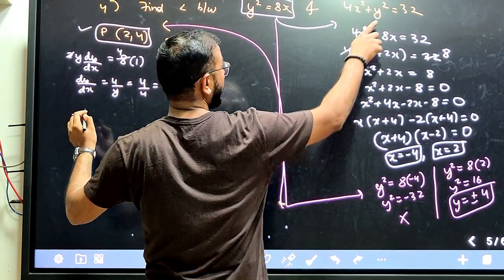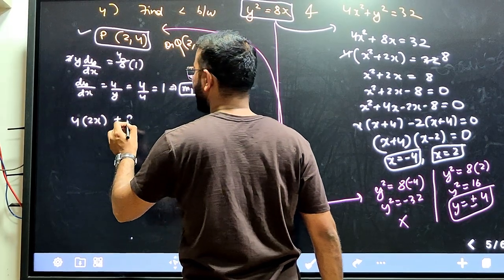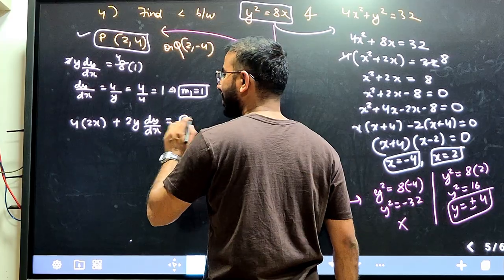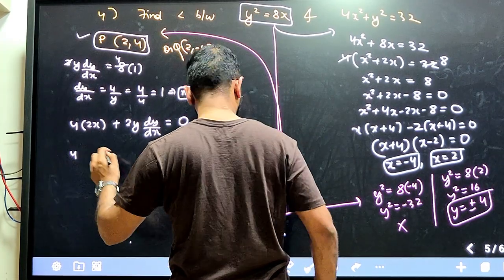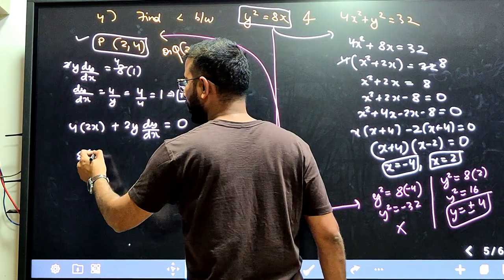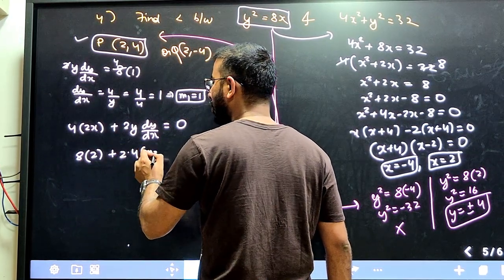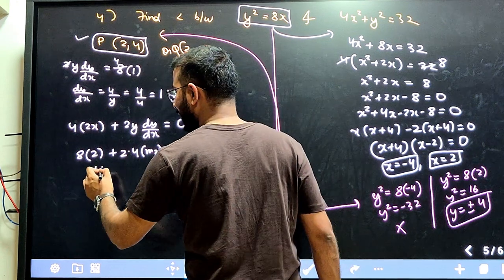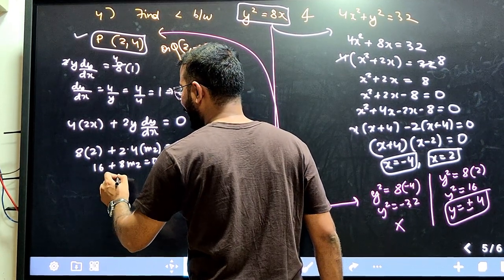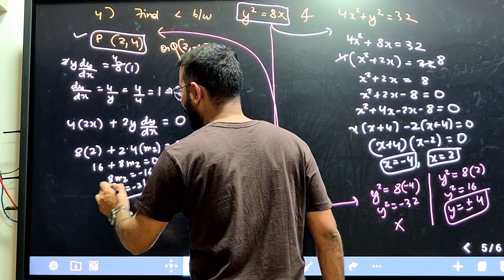Let's differentiate the second function. 4x square. Let's differentiate this, 4 as it is. X square differentiation 2x plus y square differentiation 2y dy by dx is equal to 0. 4 into 2, which is 8x. 8 into x, what is the value of x? 2. Plus 2 into y is 4. And this is m2. So it is 16 plus 8 m2 equal to 0. 8 m2 is equal to minus 16. m2 is coming out to be minus 2.